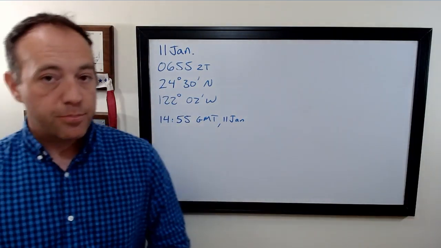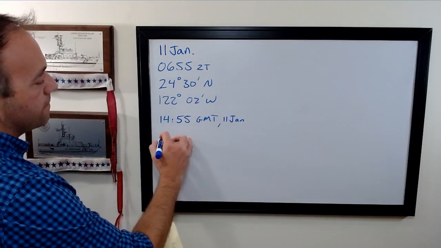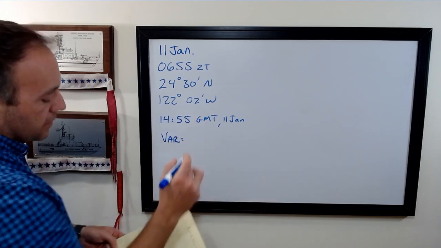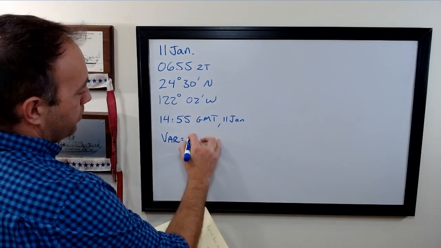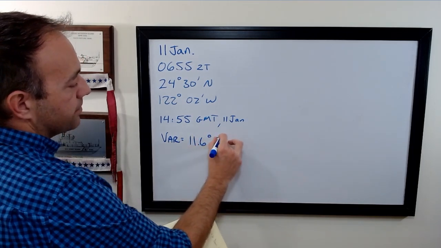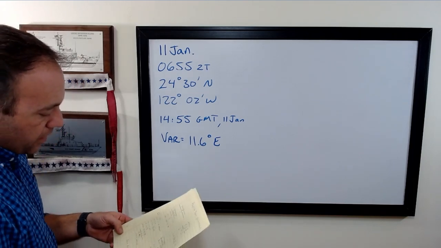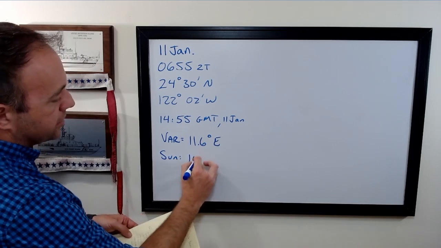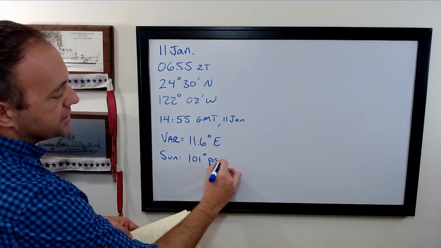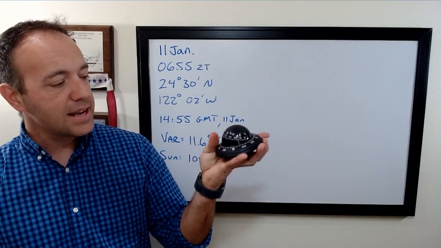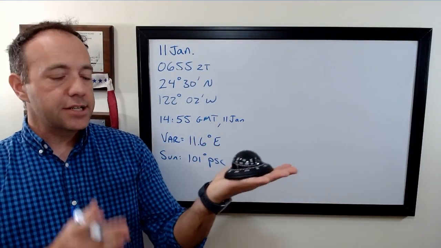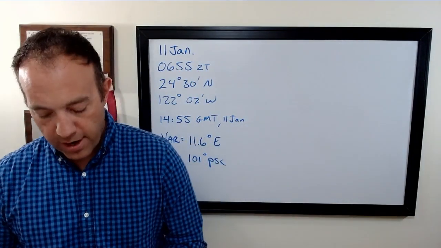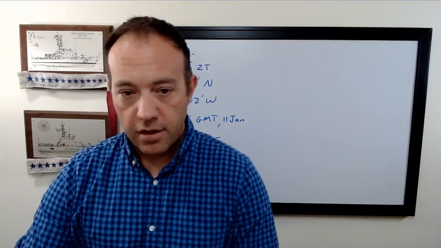Other information that the problem might give you is that the variation in the local area is 11.6 degrees east. And we observe the sun on a compass bearing of 101 degrees per steering compass, PSC. And that's this kind of compass here. Although you might call this a magnetic compass, it's actually a steering compass. It's what we use to steer because it has not yet been corrected for deviation and variation. All right.